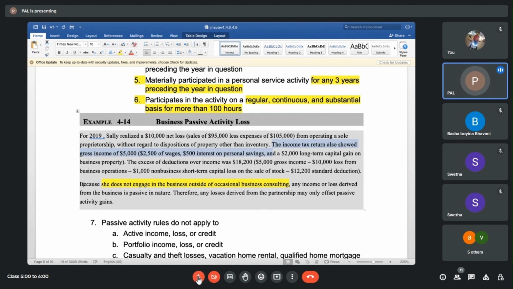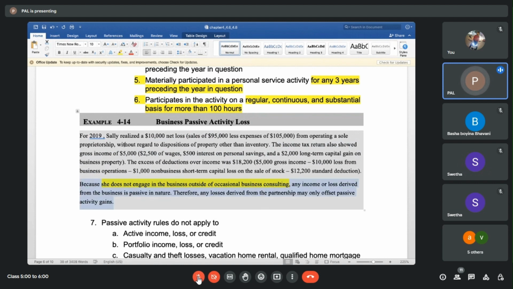Can you read this last paragraph? Because she does not engage in the business outside of occasional business consulting, any income or loss derived from the business is passive in nature. Therefore, any loss derived from the partnership may only offset passive activity gains. But where has this come from? There is a problem here. I think last time also we saw that there is no partnership here. Just ignore this part. Let's not pay attention here.